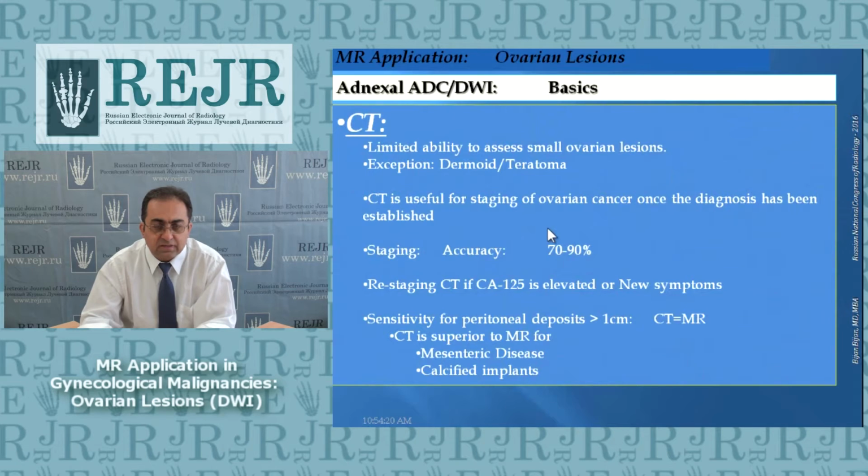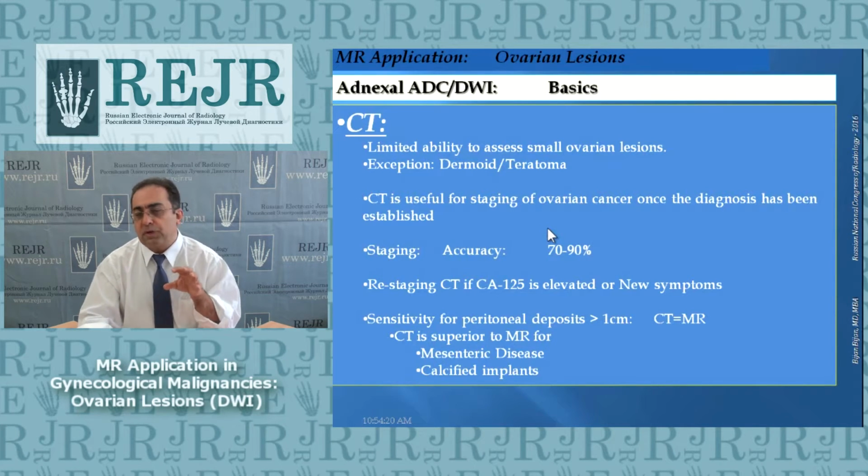Let's talk a little bit about CT scan. CT scan also is a good modality in detecting and characterizing large ovarian masses or lesions. It can do characterization of dermoids and teratomas, of course, but when it comes to detection of small lesions, it is very difficult. Overall accuracy is in the 70s, 80s, and 90s percent. It is a very good modality for restaging, especially if the patient is postoperative and the CA125 is increasing.